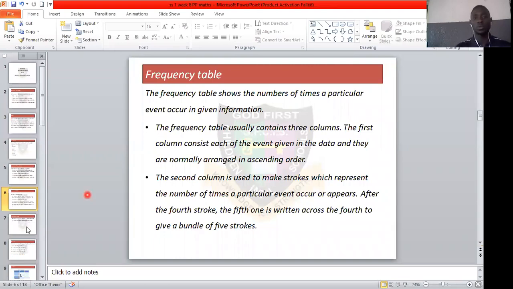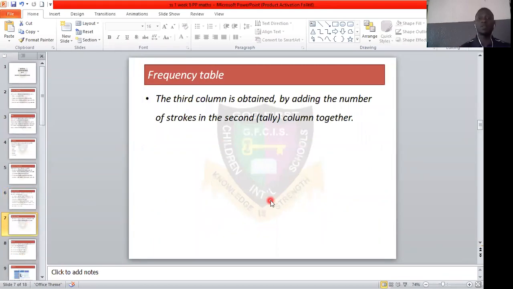Okay, let's take the third column. The third column is obtained by adding the number of strokes in the tally column together. After you've gotten your strokes, if it's 3 strokes, then you write 3. If it's 1 bundle and 2 strokes, you write 7. If it's 2 bundles, you write 10. If it's 3 bundles, you write 15. Always know that a bundle is made up of 5 strokes, written as 4 strokes with the 5th stroke struck across it. Let's take this example.